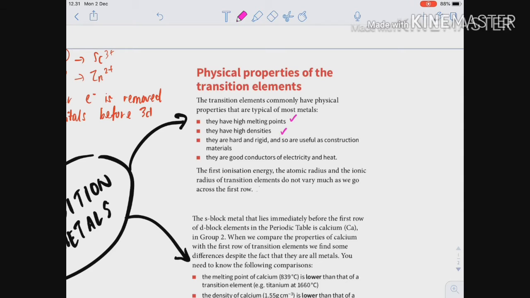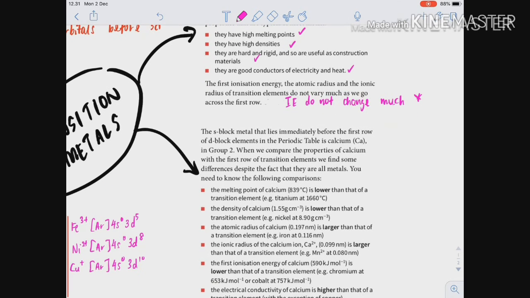Properties of transition elements: they have high melting points, high densities, they are hard and rigid, and they are good conductors of electricity and heat. But do remember, the first ionization energy for transition elements does not change much across the periodic table.